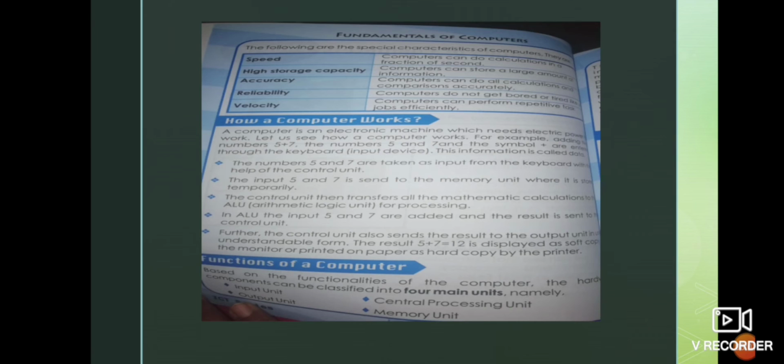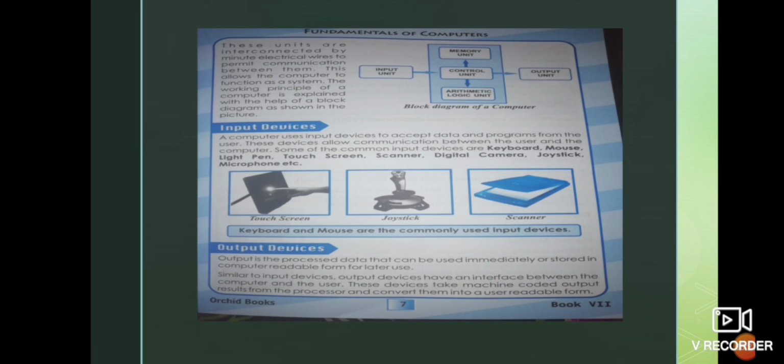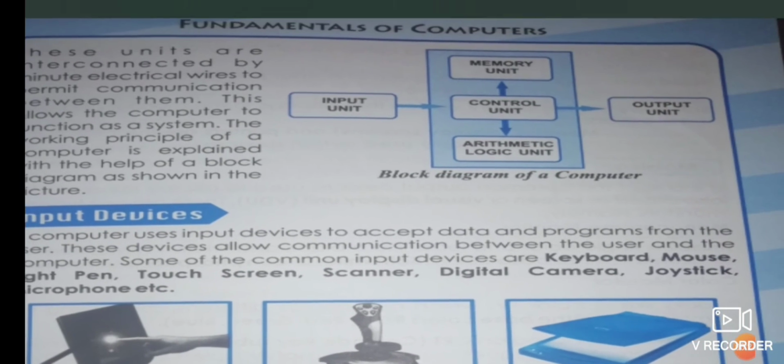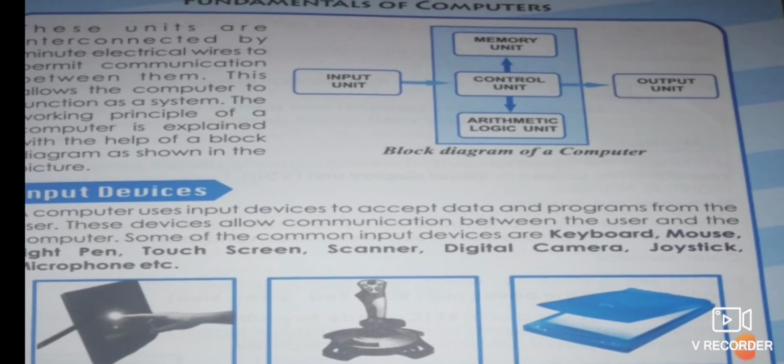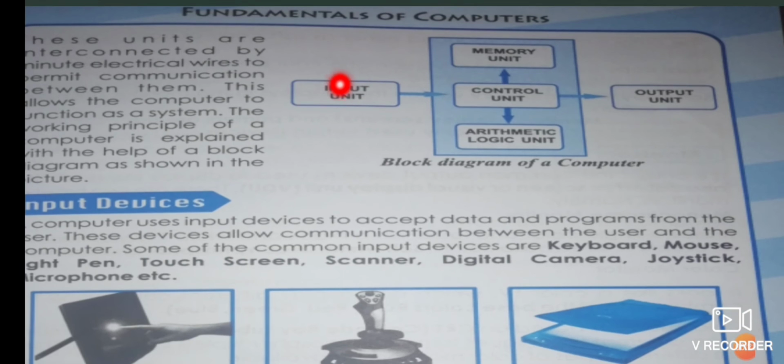Next you are going to know about the functions of your computer. Mainly it consists of four components: input unit, output unit, CPU and memory unit. So these are the four components of your computer. See here the block diagram of your computer. First thing, the input unit. For example, we have discussed the addition of two numbers, 5 and 7.